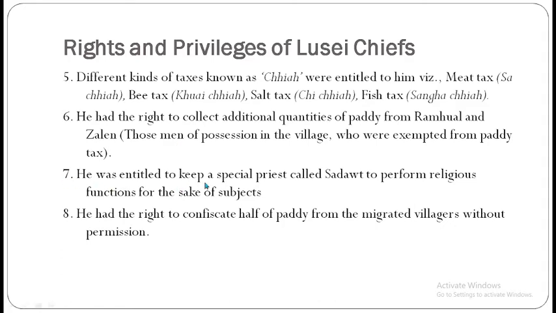He was entitled to keep special priests called Sadot to perform religious functions for the sake of subjects. He had the right to confiscate half of the paddy from the migrated villagers without permission. In short, the chief of the Mizos had so many rights and privileges during those days.